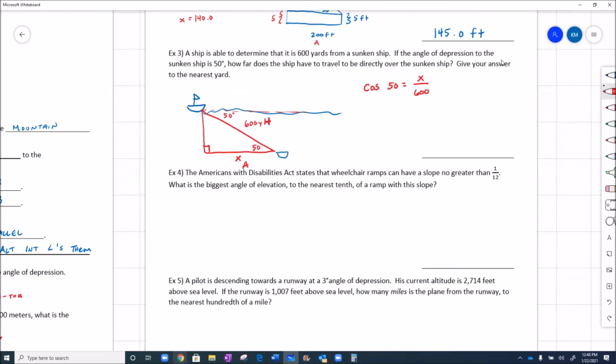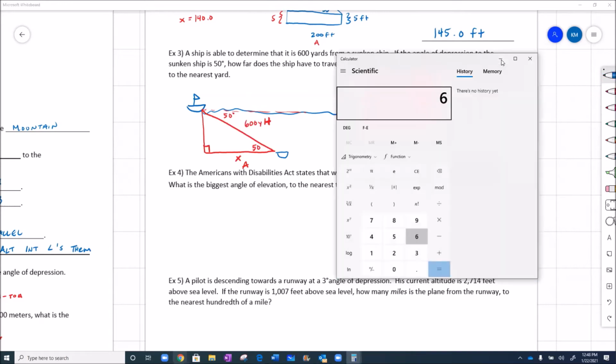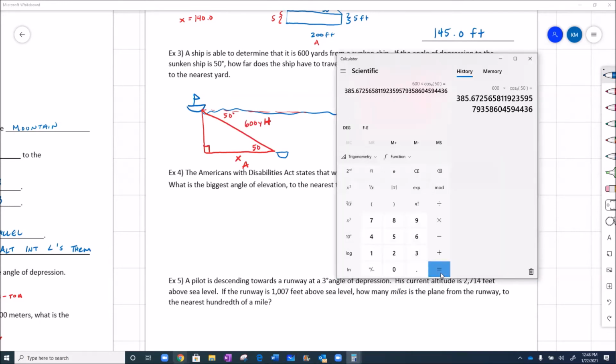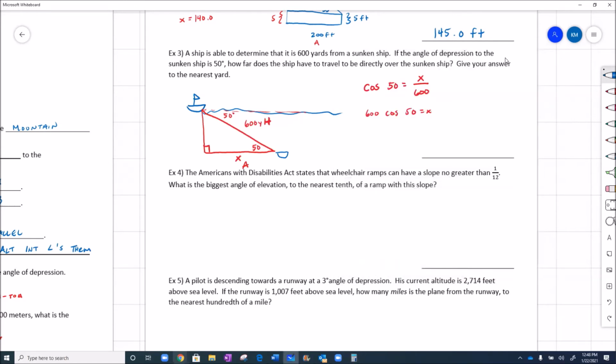Okay. Multiply both sides by 600. 600 times cosine 50 should give me my answer, and I'll do that in my calculator. 600 times cosine 50 gives me 385.67. And to the nearest yard, 385.67 is 386 yards.